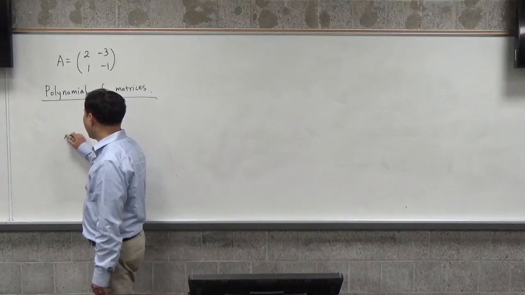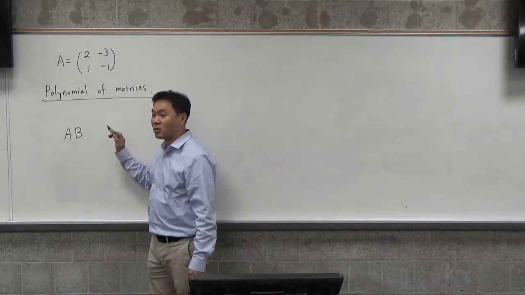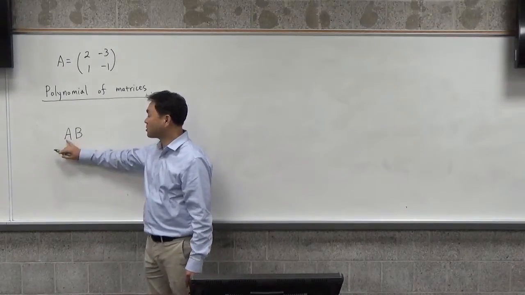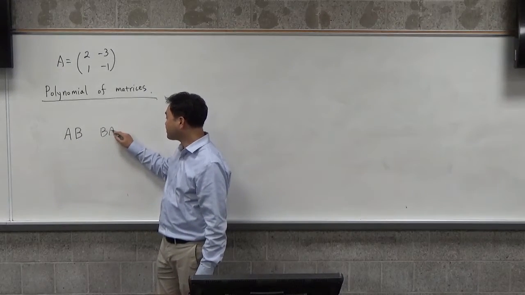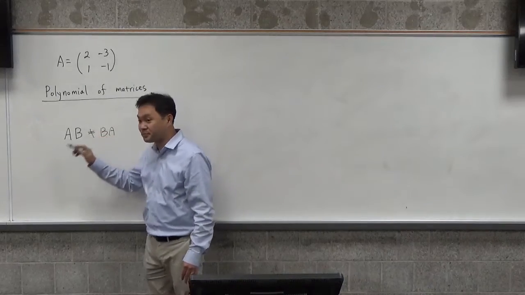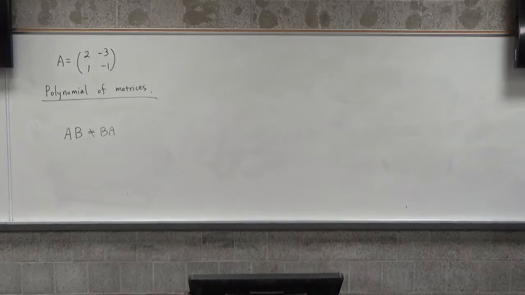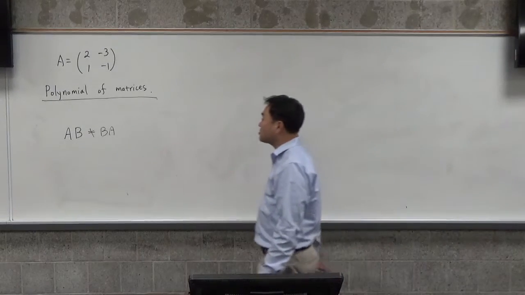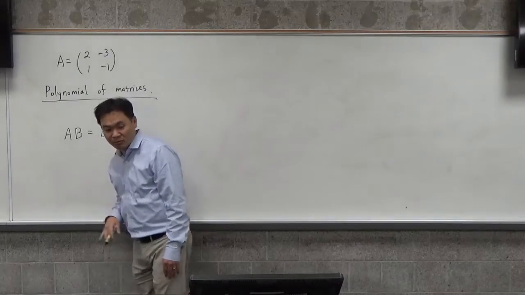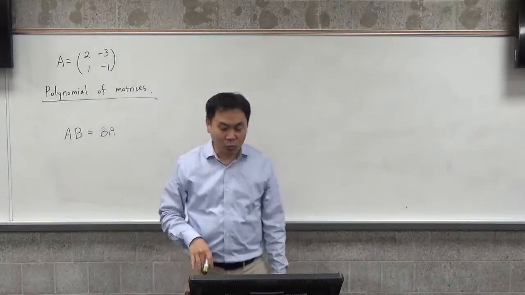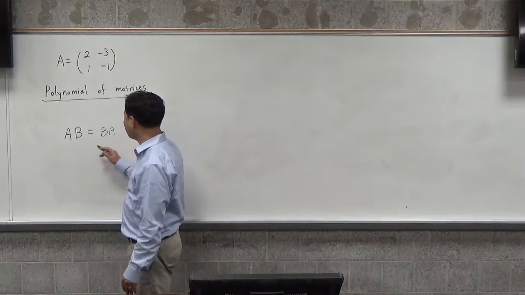If you have two matrices, we know that they don't always commute. If you compute AB and BA, in many cases they are different. However, sometimes they do commute. Sometimes that happens. And actually, this is a very deep subject.